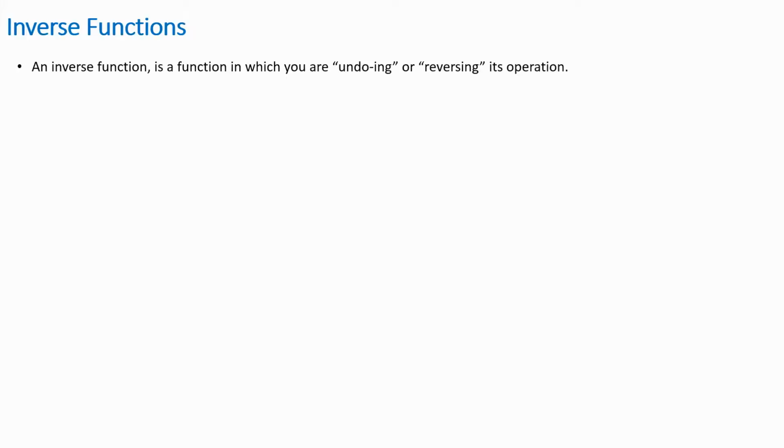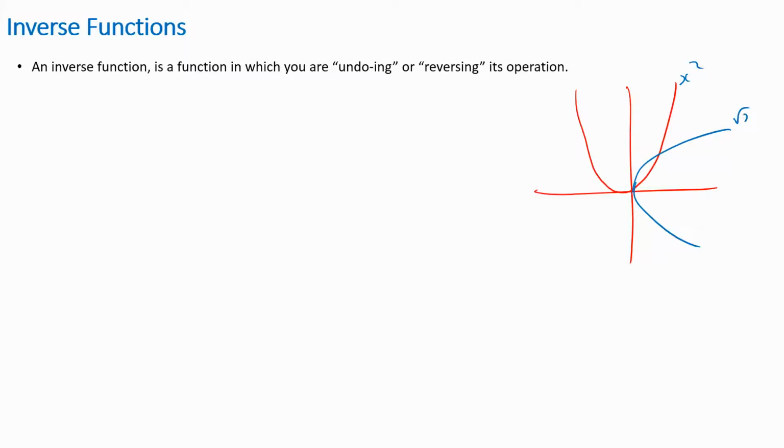Okay, now what is an inverse function? Here we go. An inverse function is a function in which you are undoing or reversing its operation. Okay, so for example, if you did x squared, the inverse function of x squared is square root. That's why if you drew the x squared graph, the inverse function looks exactly like a parabola. The only difference is it's on its side. So you now have, this is your x squared and this is your square root. They're inverse functions of one another. That's why they look very similar.